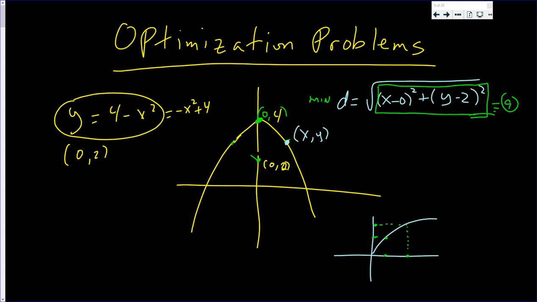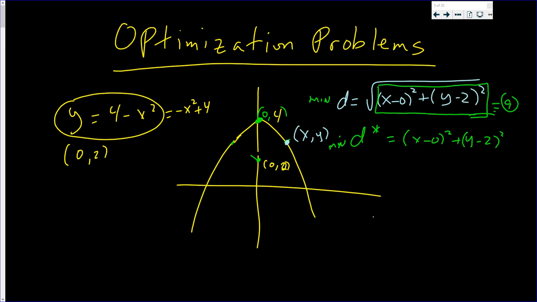So why don't we just define a new function? Let's call it d star, and d star is just (x minus 0) squared plus (y minus 2) squared, and we want to minimize this function. But as I said before, you want to find the function that you can minimize, but it needs to be in terms of one variable. Well, clearly that has 2 variables.